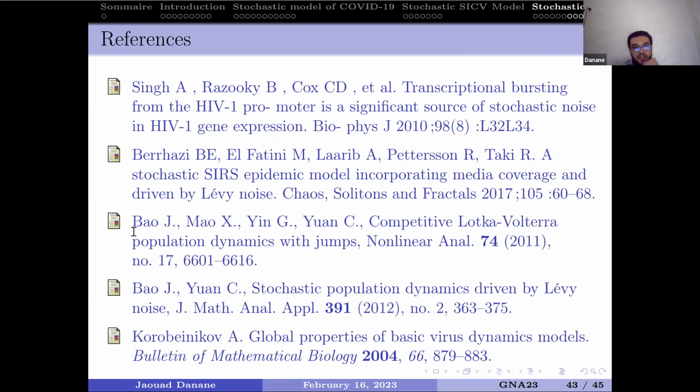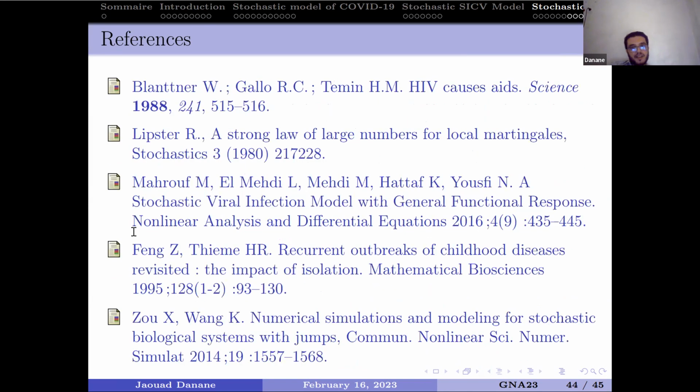And in the last part, we give some references, some basic references but not all of them, in order to illustrate some papers here and some tools of stochastic analysis in the journal.